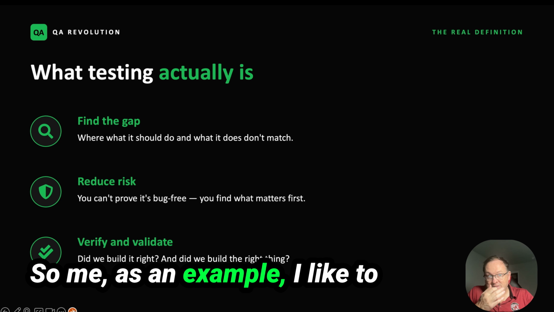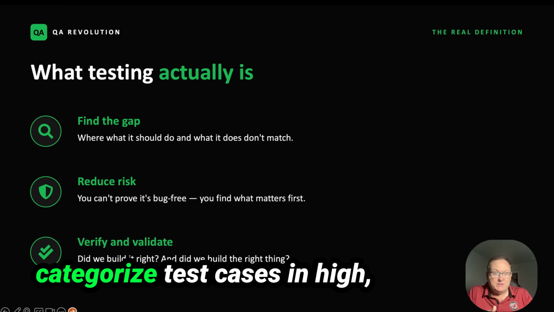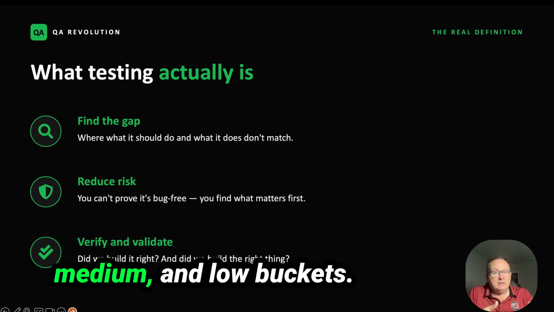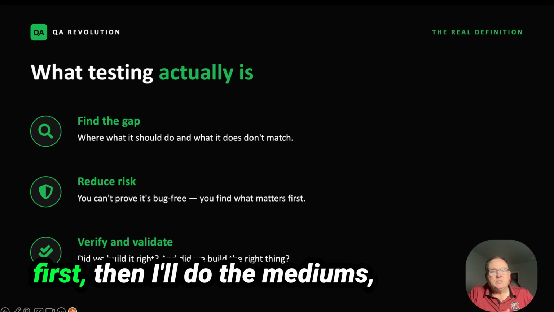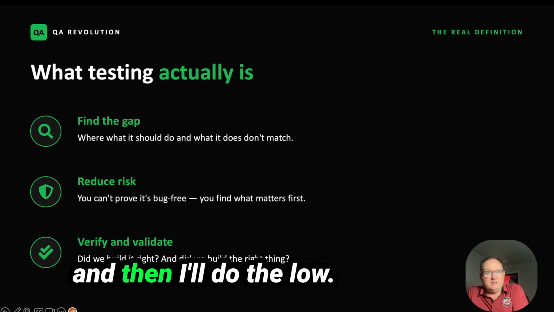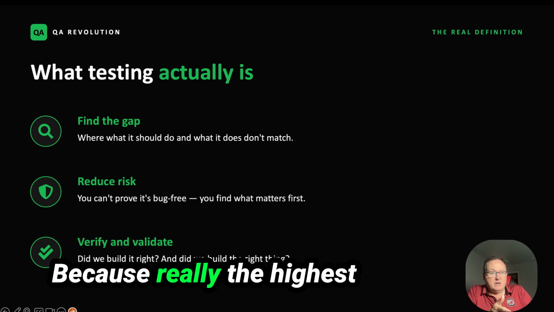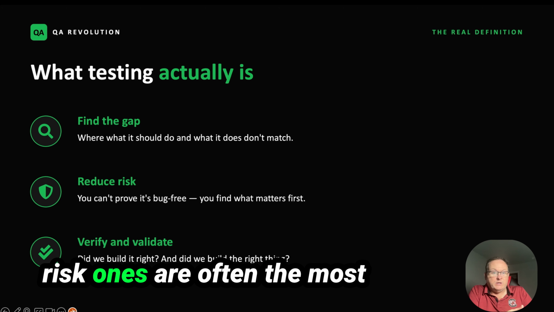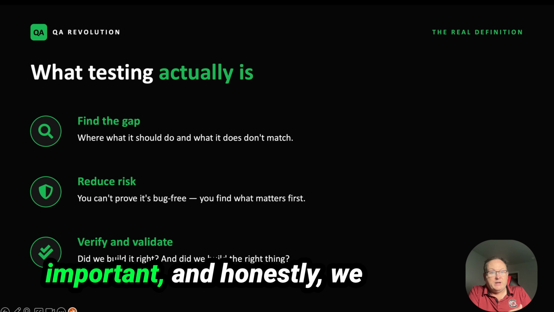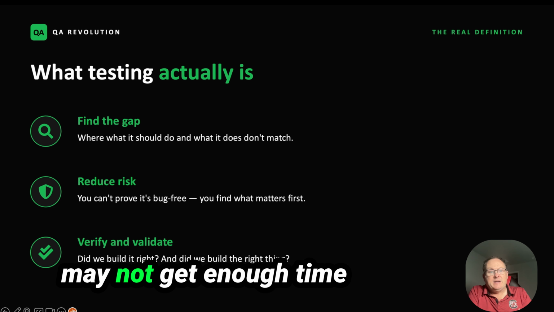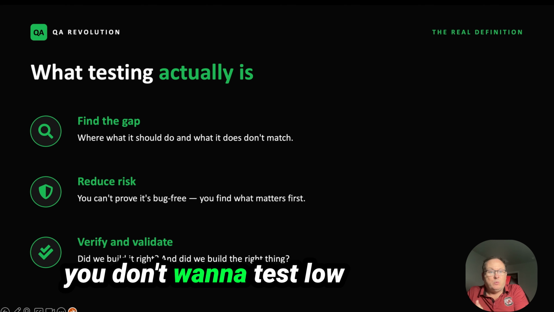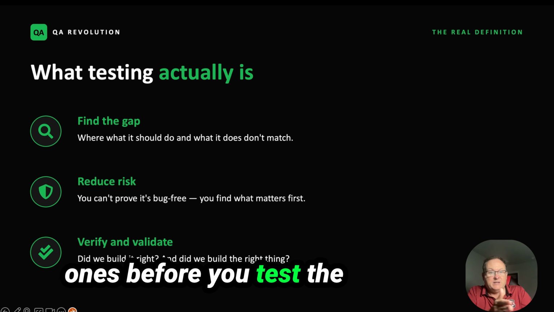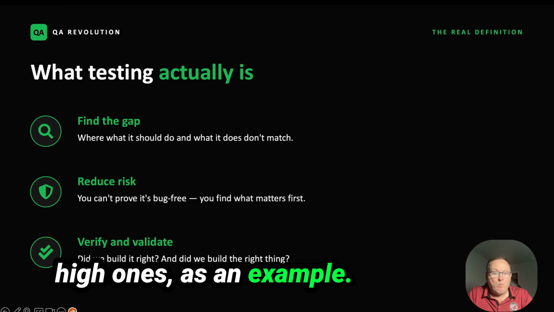As an example, I like to categorize test cases in high, medium, and low buckets. I'll execute the highest first, then I'll do the mediums, and then the low, because the highest risk ones are often the most important. And honestly, we may not get enough time to test all of them. So you don't want to test low ones before you test the high ones.